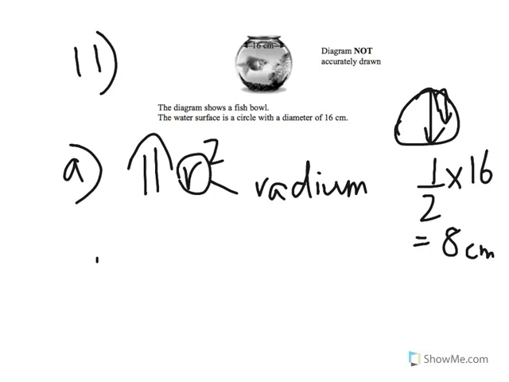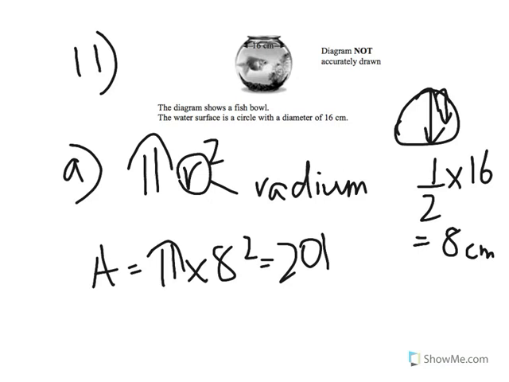So that means that your area is equal to pi times 8 squared, which is equal to 64 times pi, which is nothing but 201 centimeter squared. And this is correct to 3 significant figures.